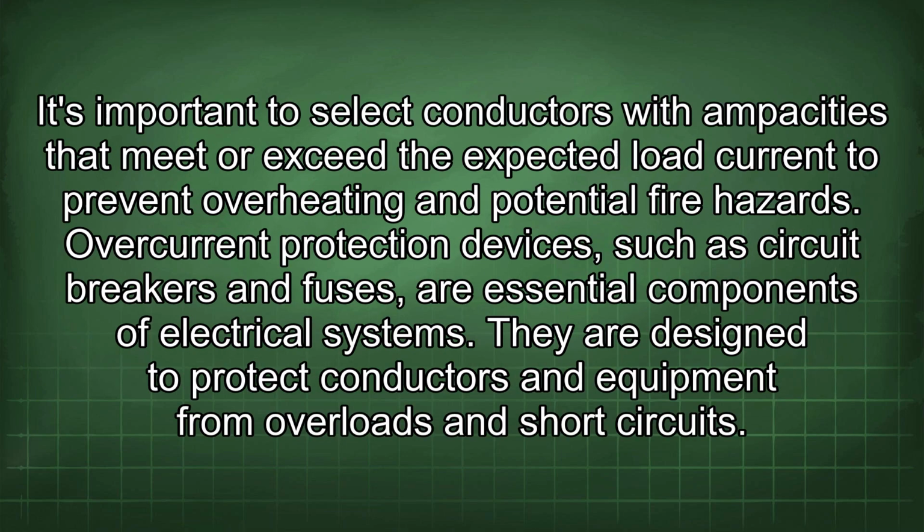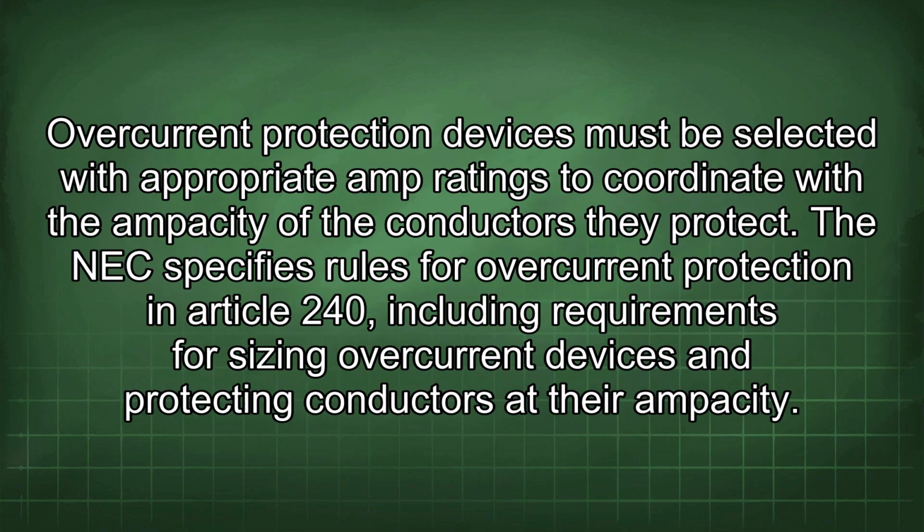It's important to select conductors with ampacities that meet or exceed the expected load current to prevent overheating and potential fire hazards. Overcurrent protection devices, such as circuit breakers and fuses, are essential components of electrical systems. They are designed to protect conductors and equipment from overloads and short circuits. Overcurrent protection devices must be selected with appropriate amp ratings to coordinate with the ampacity of the conductors they protect.